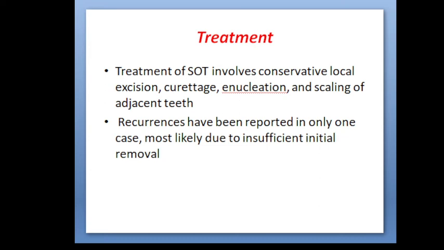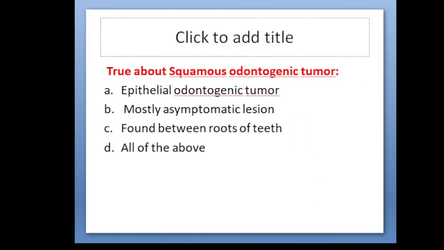Now, to conclude, some multiple choice questions. Question number 1. True about squamous odontogenic tumor. Option E is correct because it is considered an epithelial odontogenic tumor. It is asymptomatic. It is found between the roots of teeth, and the correct option is all of the above.